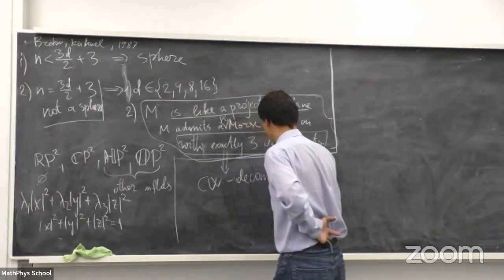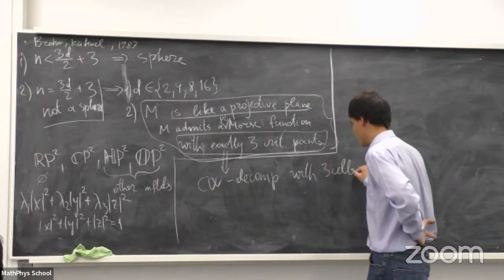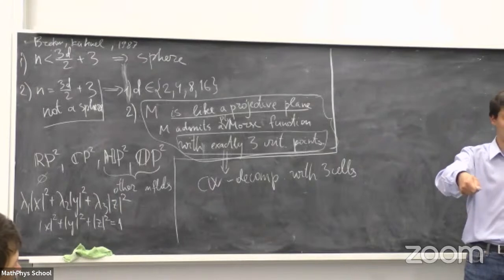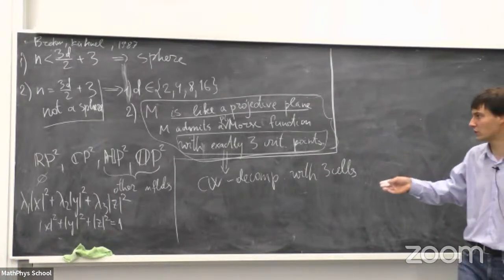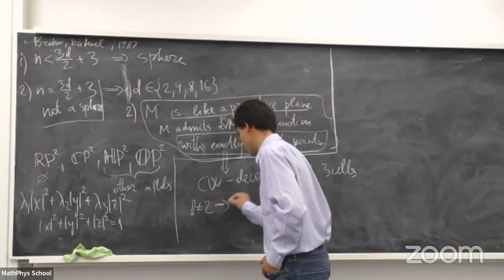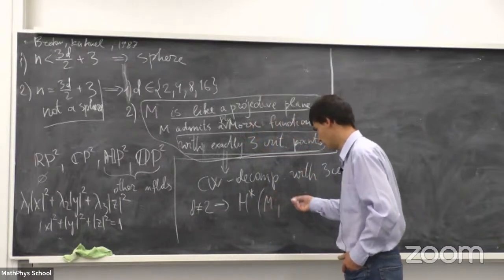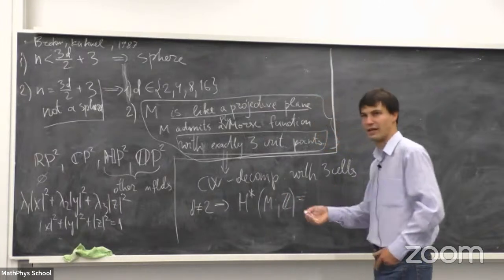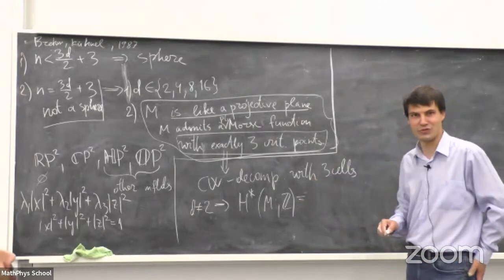3 cells. And these 3 cells are, of course, 0-dimensional, d over 2-dimensional, and d-dimensional. Of course, if d is not equal to 2, then this implies that, for instance, homology and cohomology of this manifold are as they should be for a manifold with 3 cells.